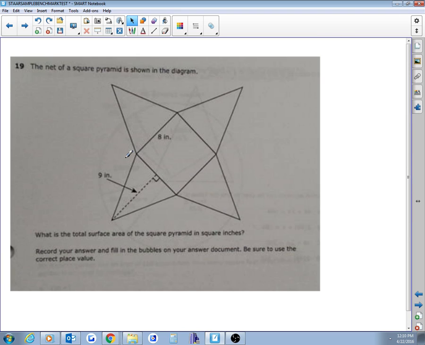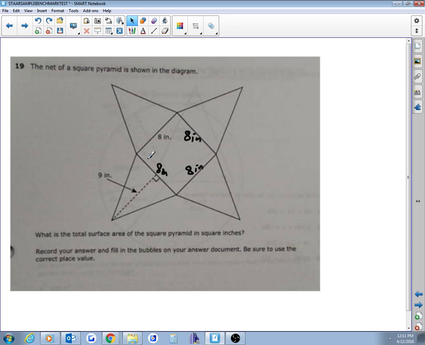Number 19. The net of a square pyramid is shown in the diagram. Okay, so it's a square pyramid. So that means if this is 8, this side right here is also going to be 8 inches. And this right here will be 8 inches. And this right here will be 8 inches.